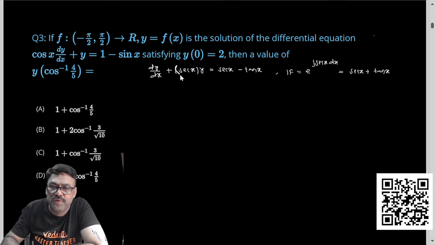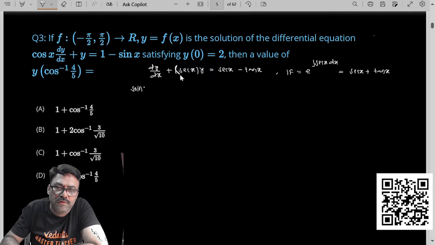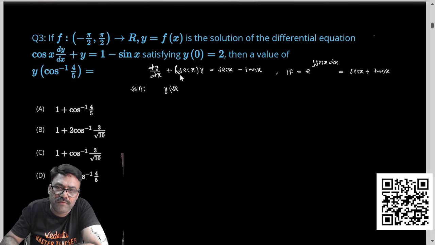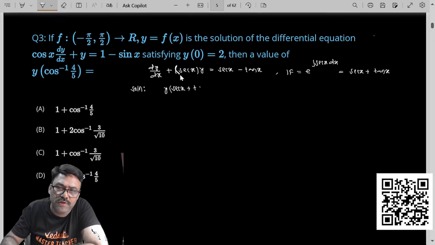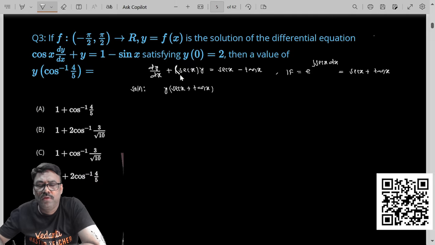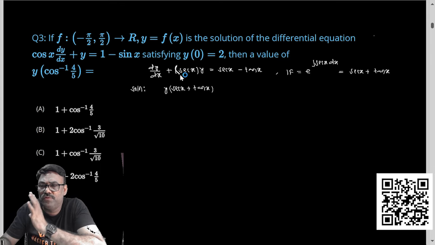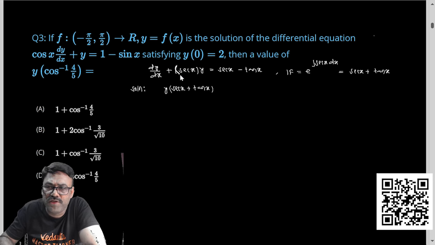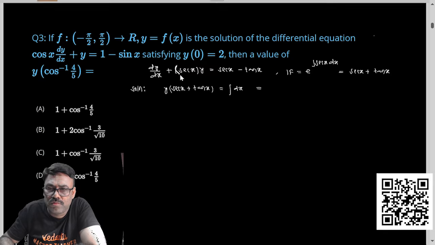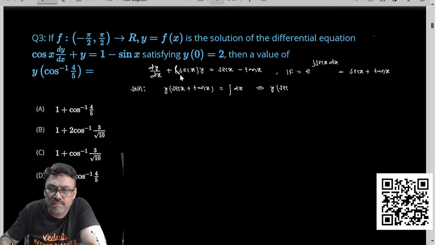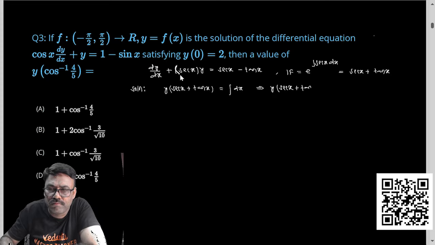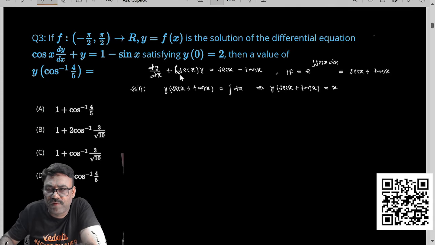Now let's write the solution. The solution will be y into the integrating factor on the left side, and on the right side I will write Q into the integrating factor. So Q is secant x minus tan x, times secant x plus tan x. That will be 1, so the right side will be dx only. So you are getting y times secant x plus tan x is equal to x plus c.